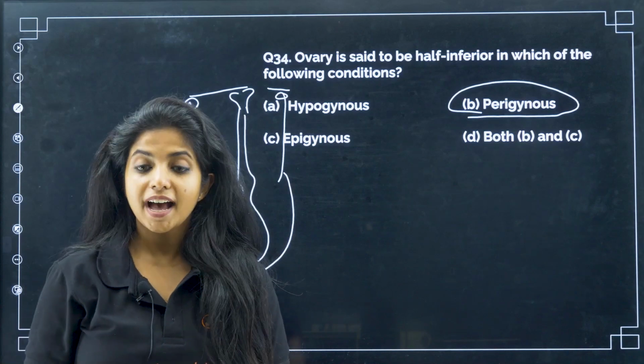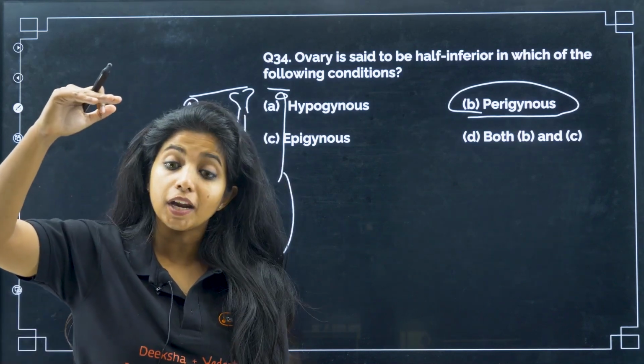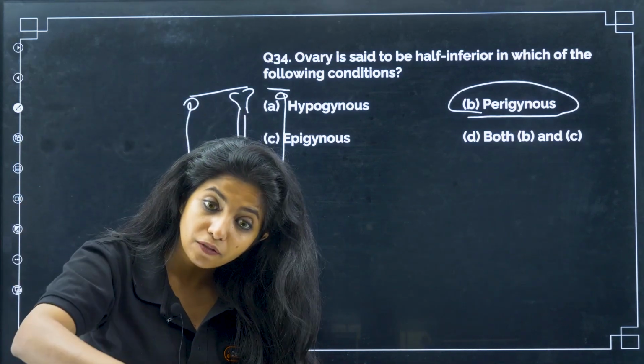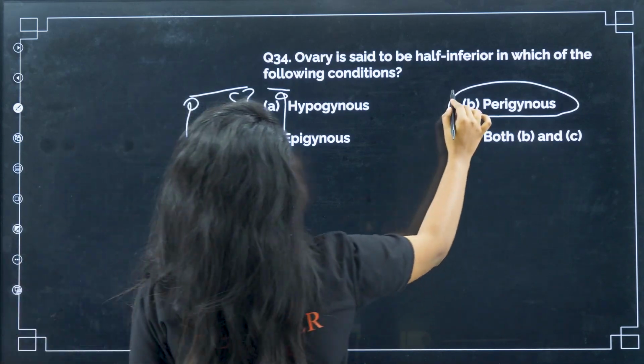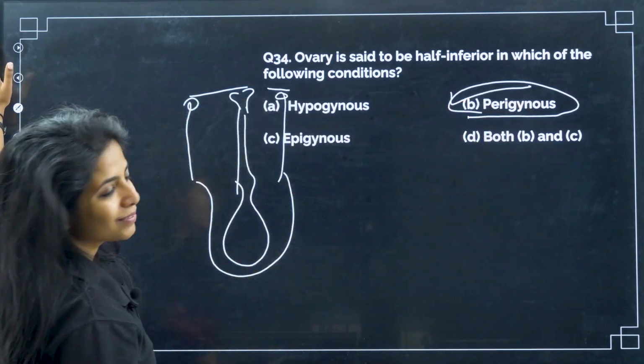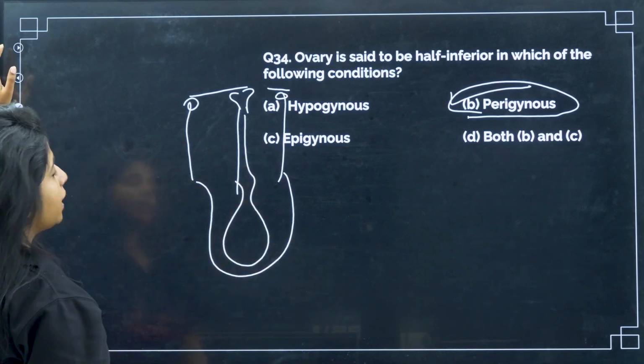Perigynous ovary is like that. Hypogynous means the ovary will be at the top, a superior ovary. Epigynous means the ovary will be inferior, and perigynous means it will be almost equal. So your answer would be half inferior, then it is this. Okay, if it is fully inferior, then it is epigynous.